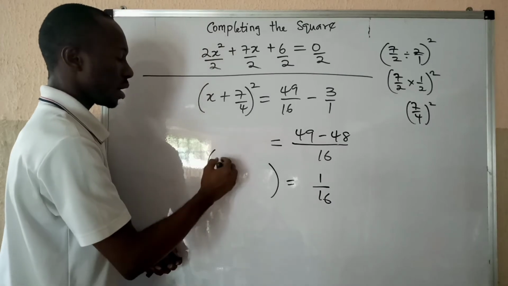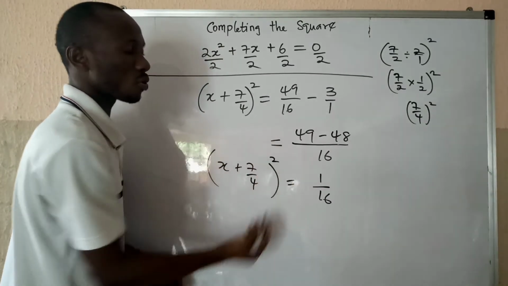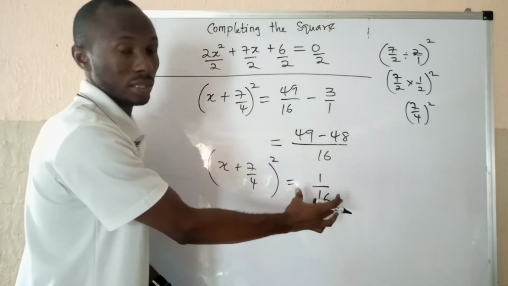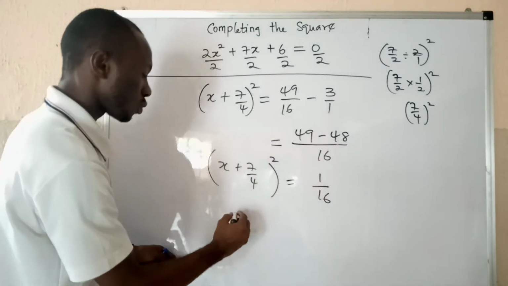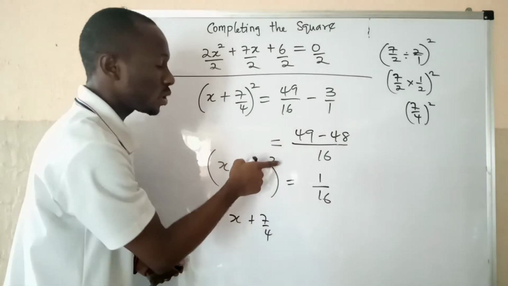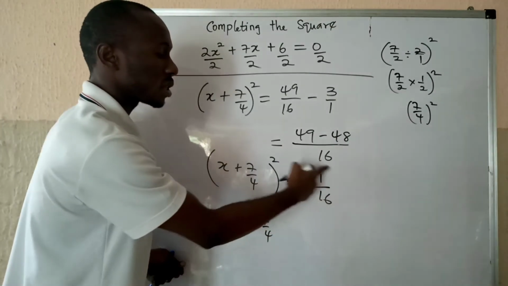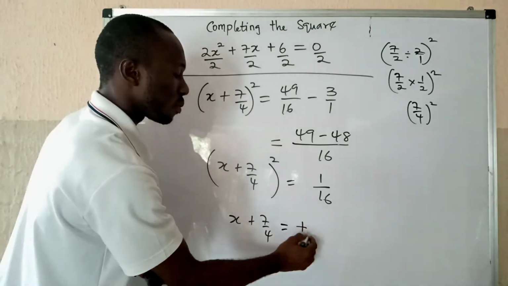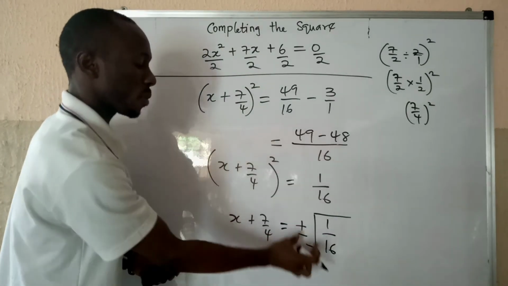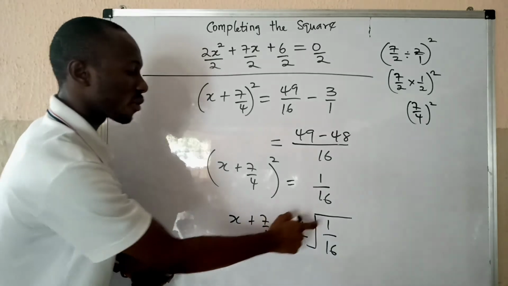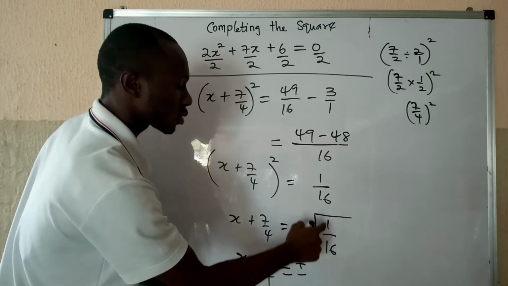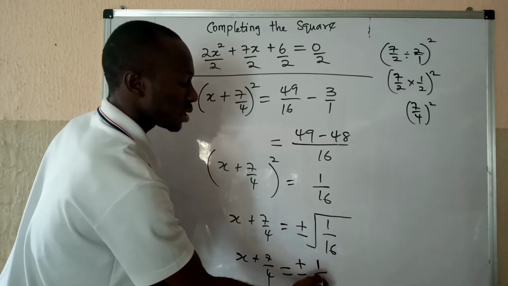So we have here x plus 7 over 4 all squared equals 1 over 16. Okay, when you solve maths, what do you do when you have a square equated to a number here? We take the square root of both sides, okay? So we have x plus 7 over 4. We need to remove this square. When you take it over to this side, it becomes a square root. So we have plus or minus the square root of 1 over 16. So of course, we have x plus 7 over 4 equal to plus or minus. The square root of 1 is 1. The square root of 16 is 4.